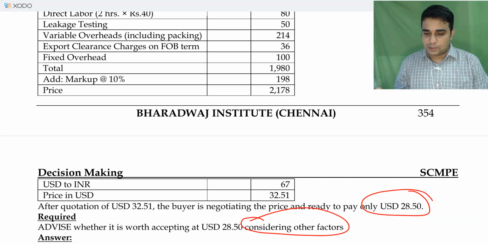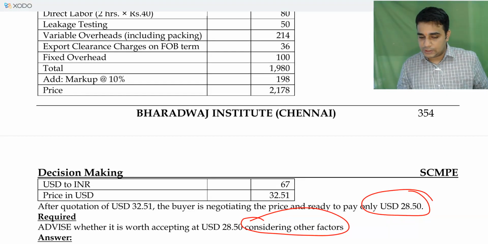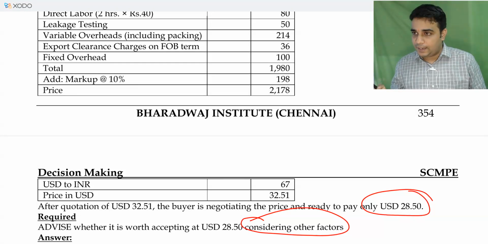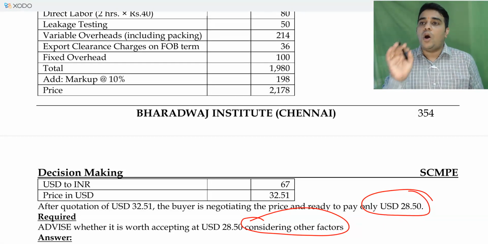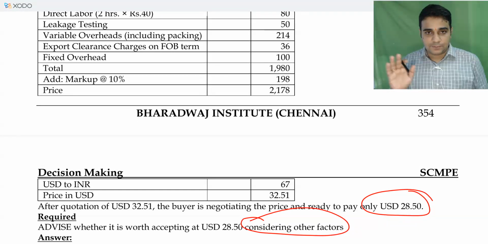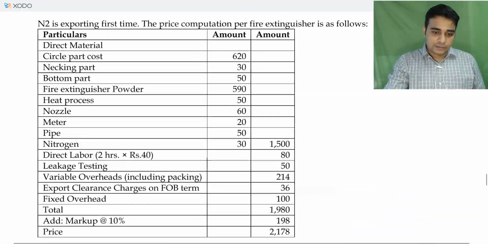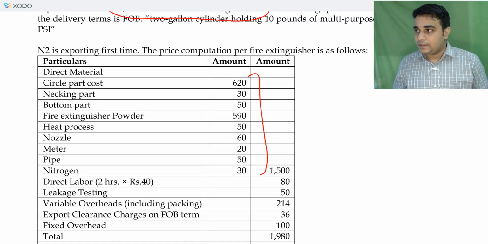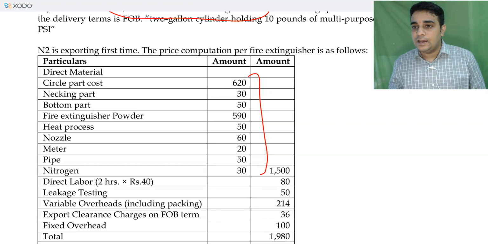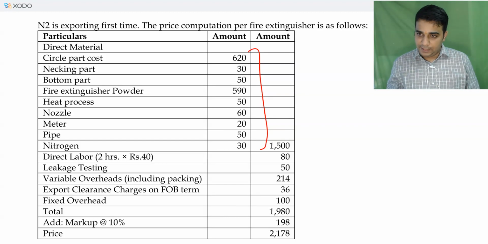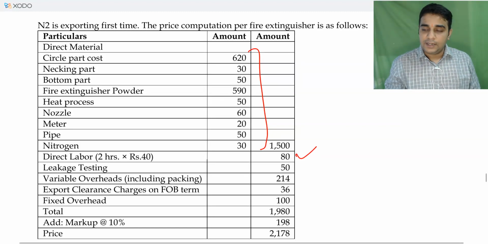First let's look at the financial angle and then I'll come to the non-financial angle. No extra explanation is there in the question about any of the items. So the rule is simple: all variable cost will be relevant, all fixed cost will be irrelevant. So the entire part is relevant. This is direct material. Direct material is a variable expense, so the entire 1500 is relevant. Direct labor is a variable cost, looks to be relevant.